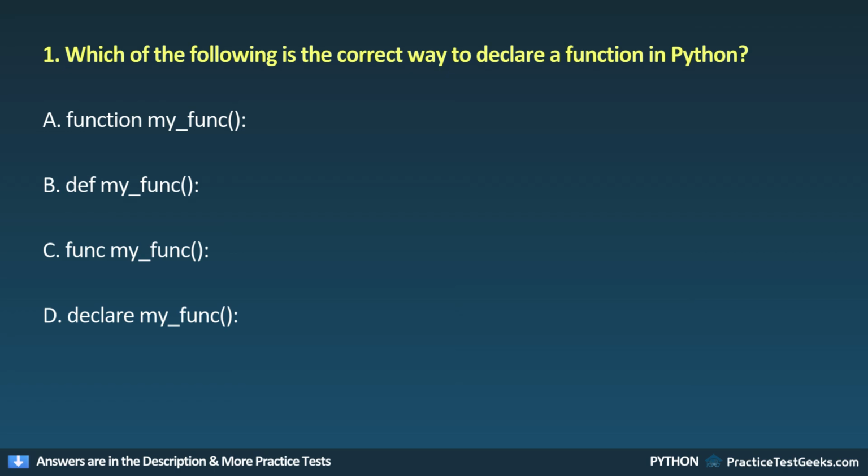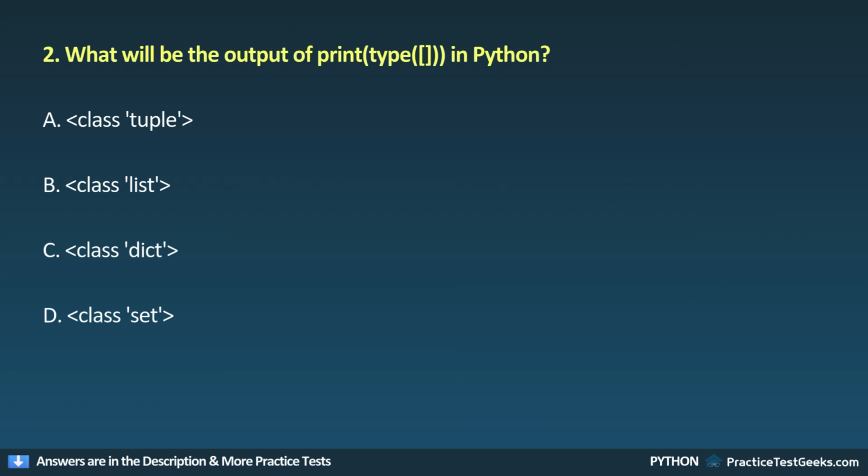1. Which of the following is the correct way to declare a function in Python? A. function myfunc. B. def myfunction. C. func myfunc. D. declare myfunction. 2. What will be the output of print(type(x)) in Python?